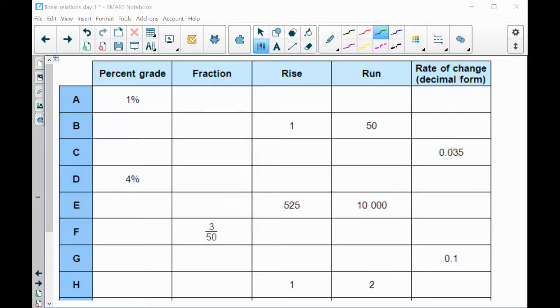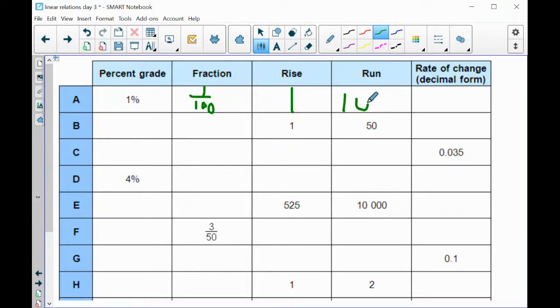So this chart is going to remind you of how to change percents to decimals and fractions. So percent grade, if we have a 1% grade, how do we change 1% into a fraction? Well, remember that percent means of 100. So 1% is just 1 over 100. And so what's the rise? Well, the rise is 1. The run is 100.